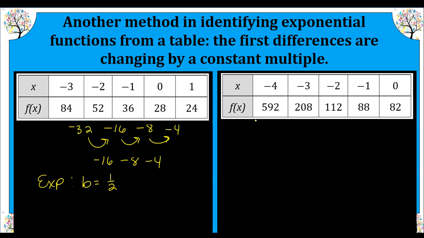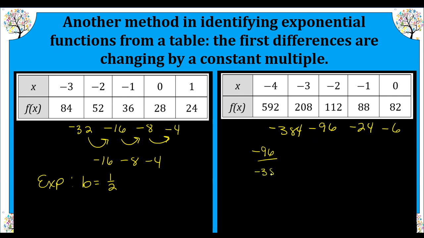Okay, now let's try a second one. So we're going from 592 down to 208. That is a change of negative 384. And then we're going from 208 down to 112. That's a change of negative 96. And then 112 minus 88, that's a change of negative 24. And then we're going down to 82, that's a change of negative 6.